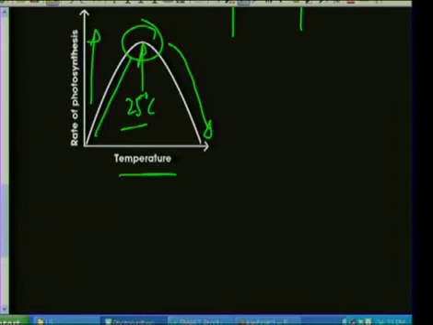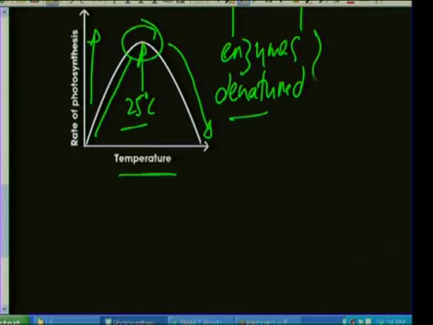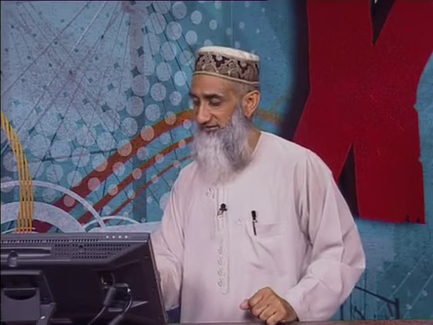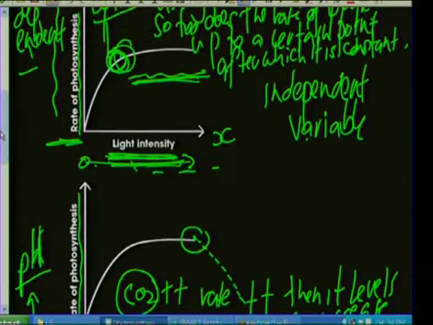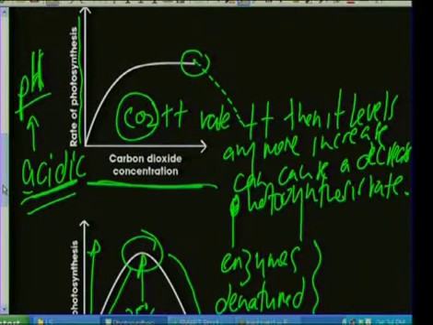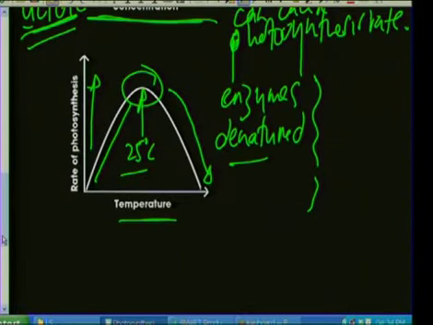it will decrease because the enzymes become denatured. So these are the three graphs that we need to look at: light intensity, carbon dioxide concentration, and the last one being temperature. So these are the limiting factors for photosynthesis.